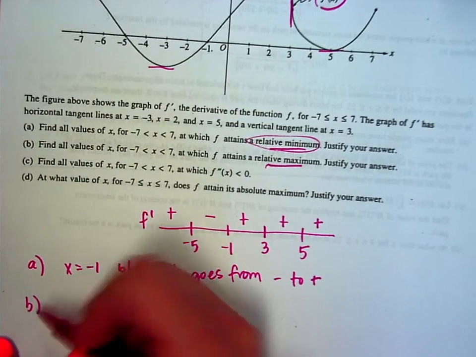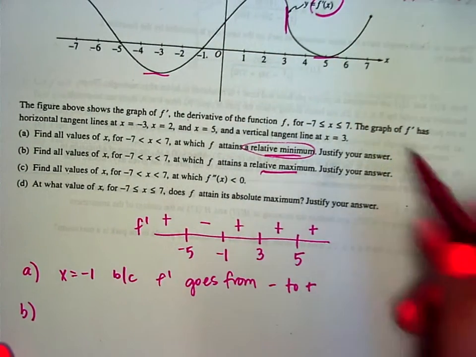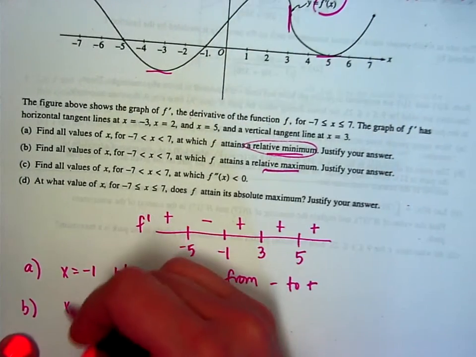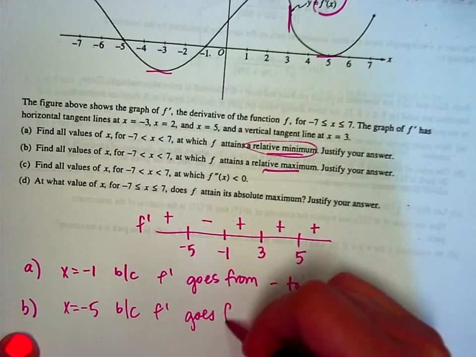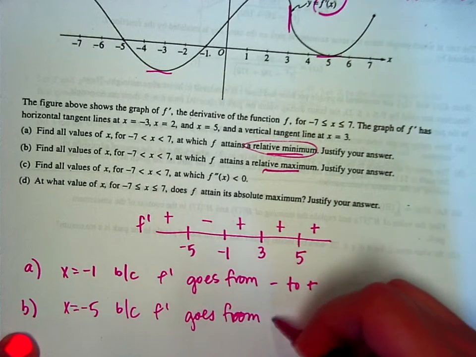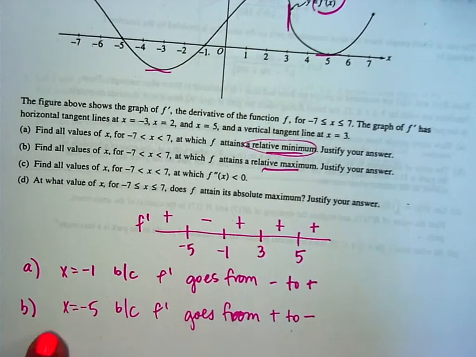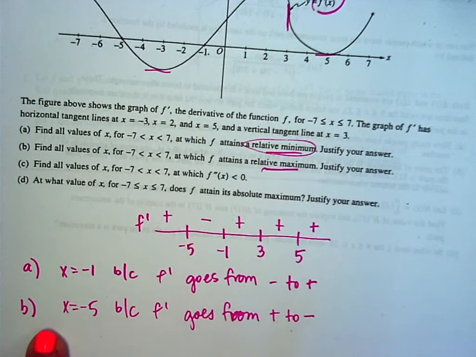Part B, relative maximum, then has to be where f prime goes from positive to negative, so that's at -5 because f prime goes from positive to negative. No other places, of course, because there are no other sign changes.